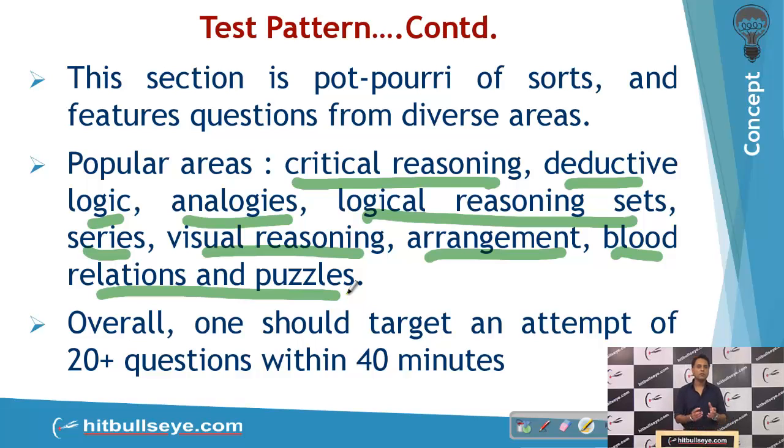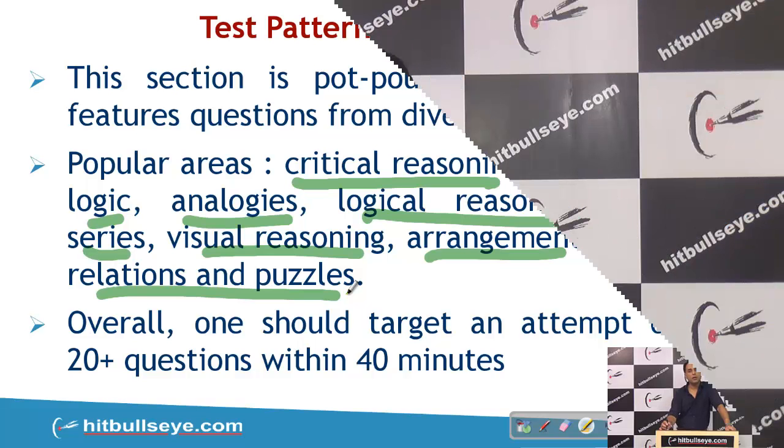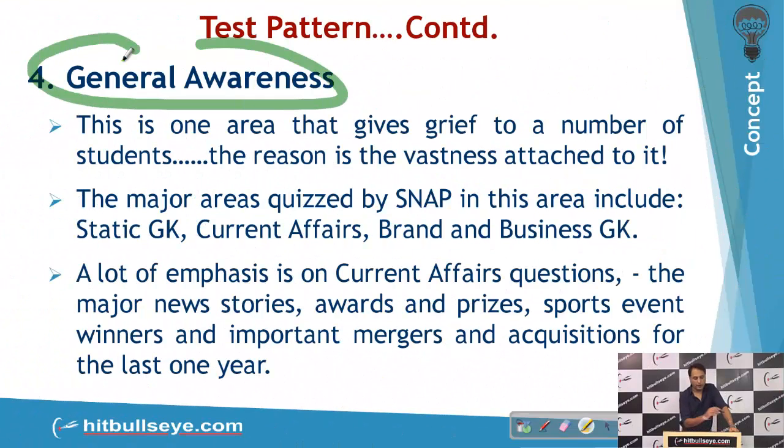If you have practiced across similar questions, your comfort level here is more, and you are bound to pick up more questions safely and accurately in this section. Overall, one should target an attempt of 20 plus questions within 40 minutes. Now, you must have seen that the number of questions and the time which you have to devote to these questions, this equation is very critical for you as a test taker, particularly for a test like SNAP, because there is no sectional time limit, and you have to manage the approach and the attempt per section and the overall attempt on your own.